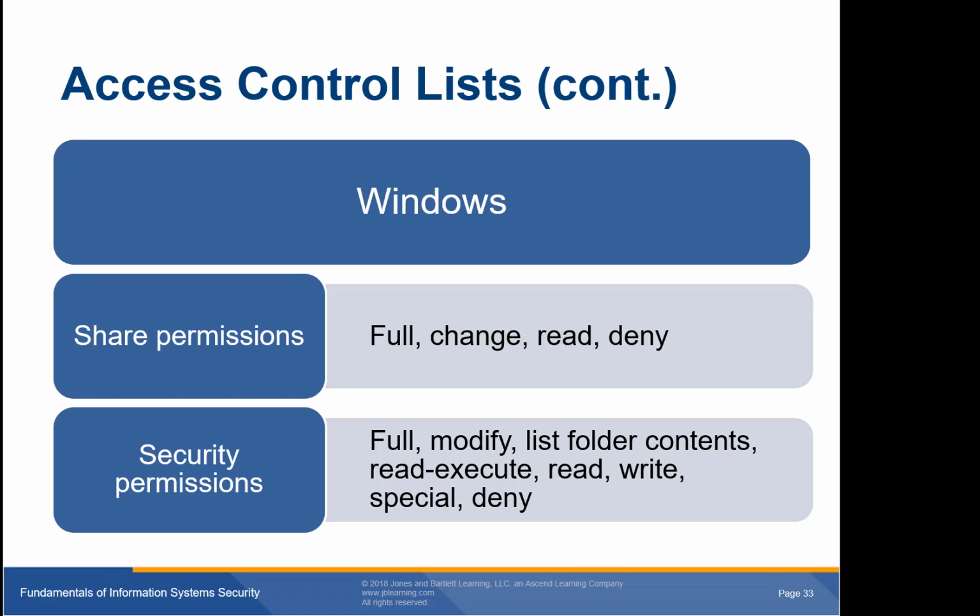Share permissions are used to get to resources over a network share. Security permissions are used to get to resources when the user is logged on locally. Some Windows permissions include the following. When you have share permissions, you have full, change, read, and deny.